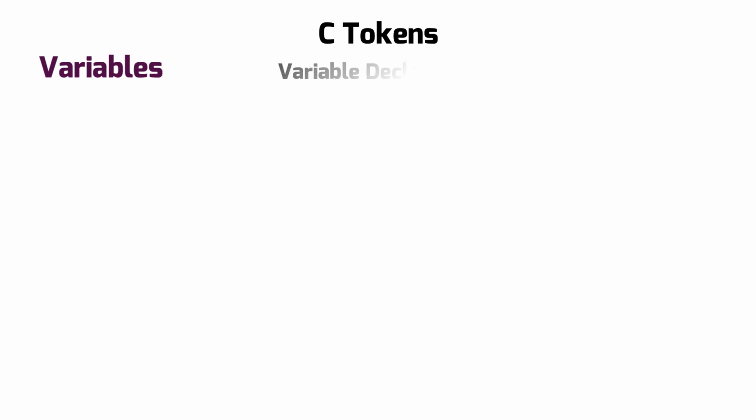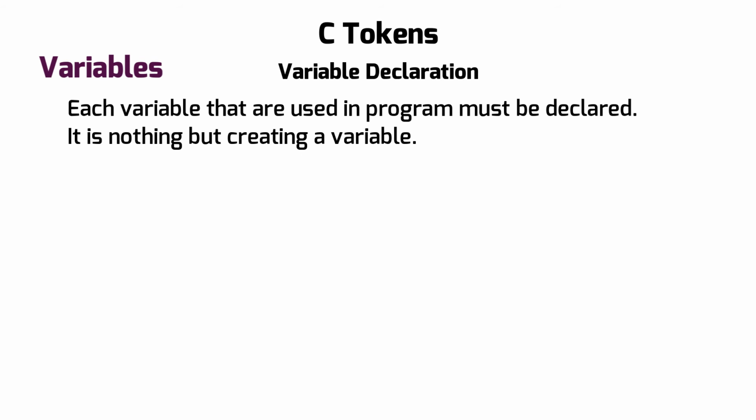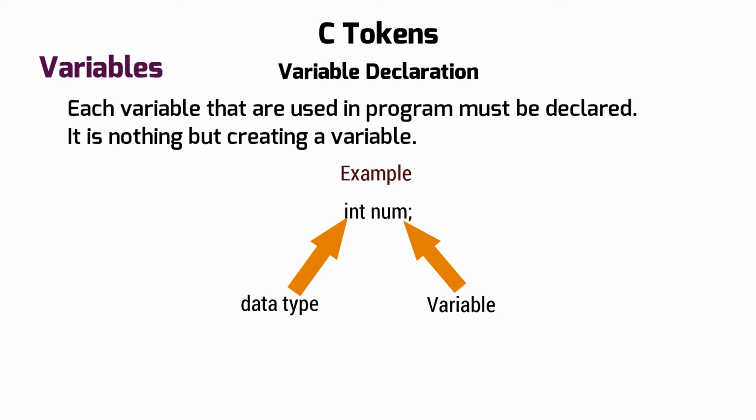Now we will see how to declare a variable. Each variable that is used in a program must be declared. It is nothing but creating a variable. Example, int num. So this is an example where we declare a variable named num with the data type called int. We'll see further what a data type is in the next video.